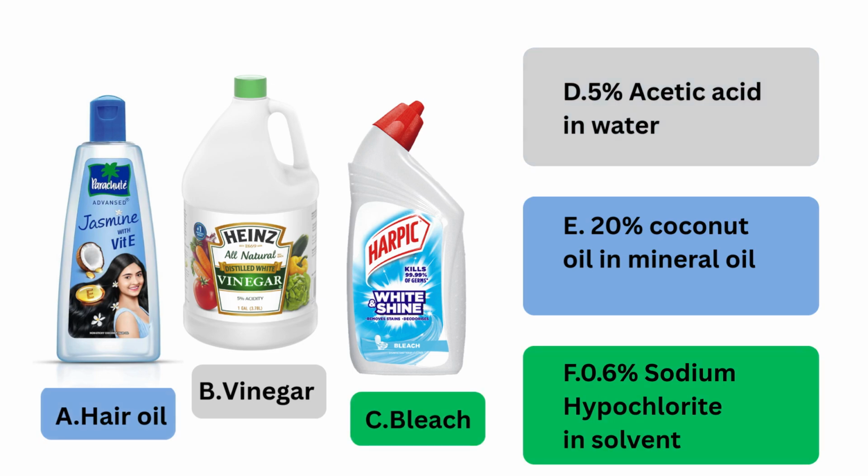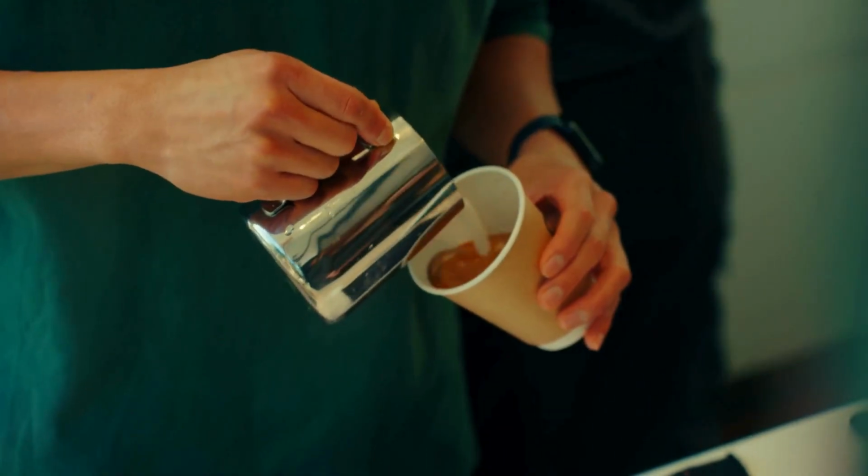So right, the hair oil is 20% coconut oil and mineral oil. Vinegar is 5% acetic acid. And the bleach is a solution of sodium hypochlorite in water.